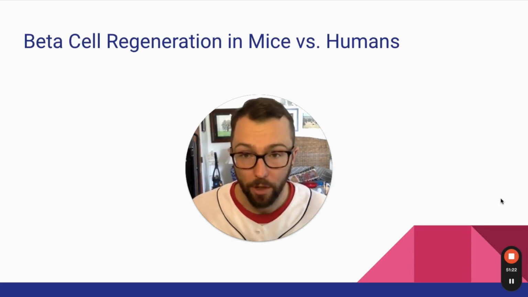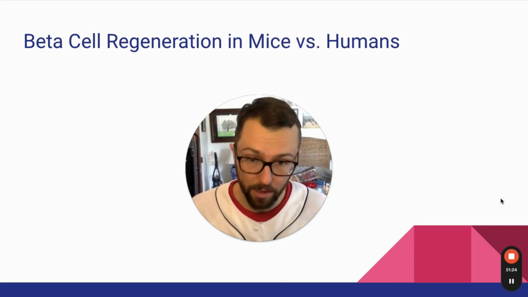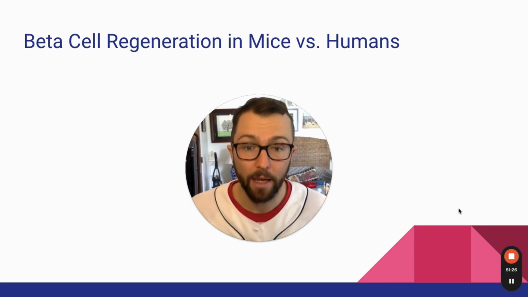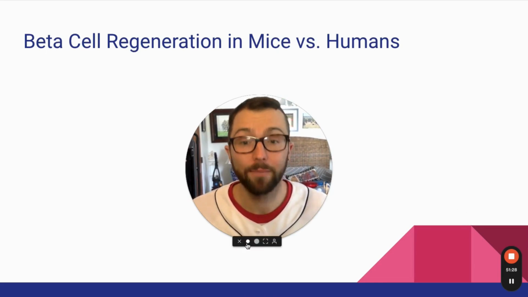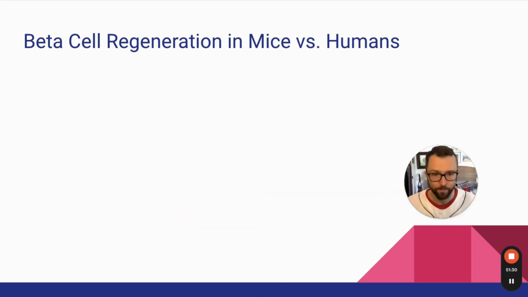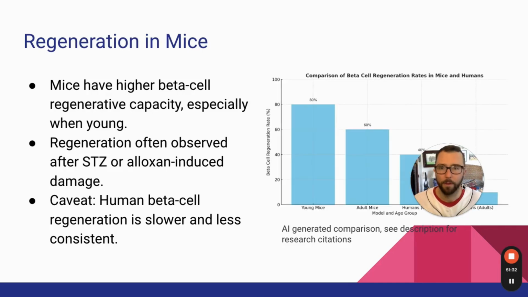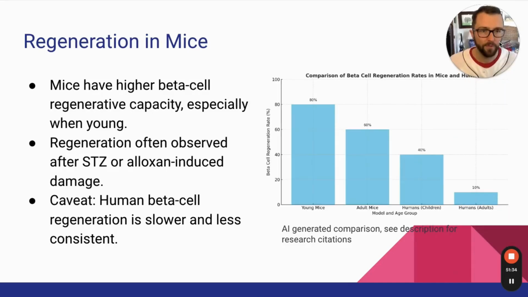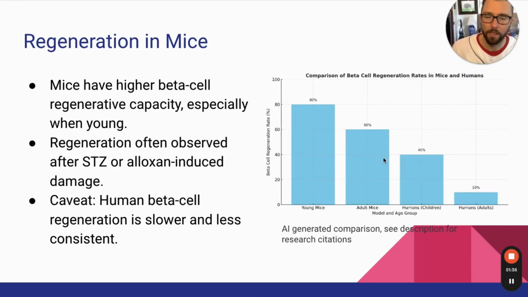So now let's talk about some of the differences between beta cell regeneration in mice and humans, getting down to the specifics of it. So I've got this nifty little graph here. This is an AI generated comparison of regeneration rates for beta cells in mice and humans, both youth and adult.